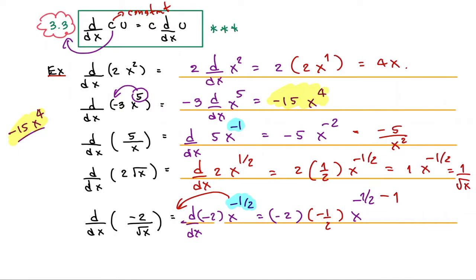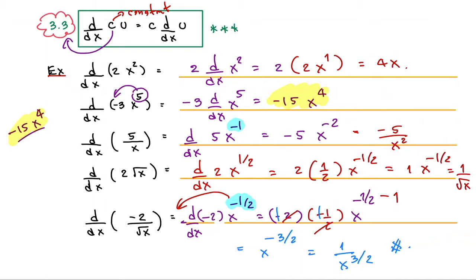Which is, it cancels out, and minus times minus gets plus. Okay, so we have x to the power of minus 3 over 2, which is 1 over x to the power of 3 over 2. And that's it. So easy, isn't it?